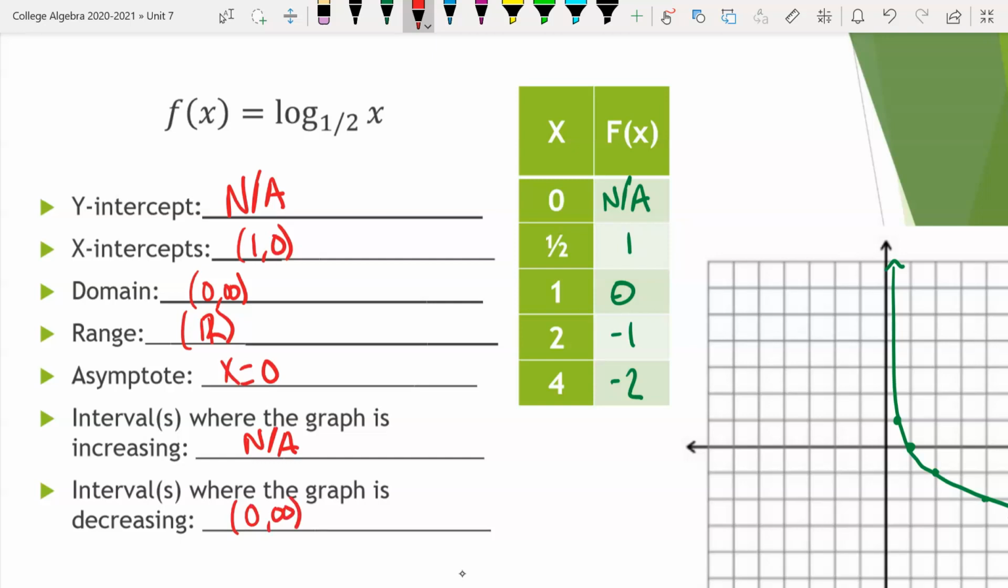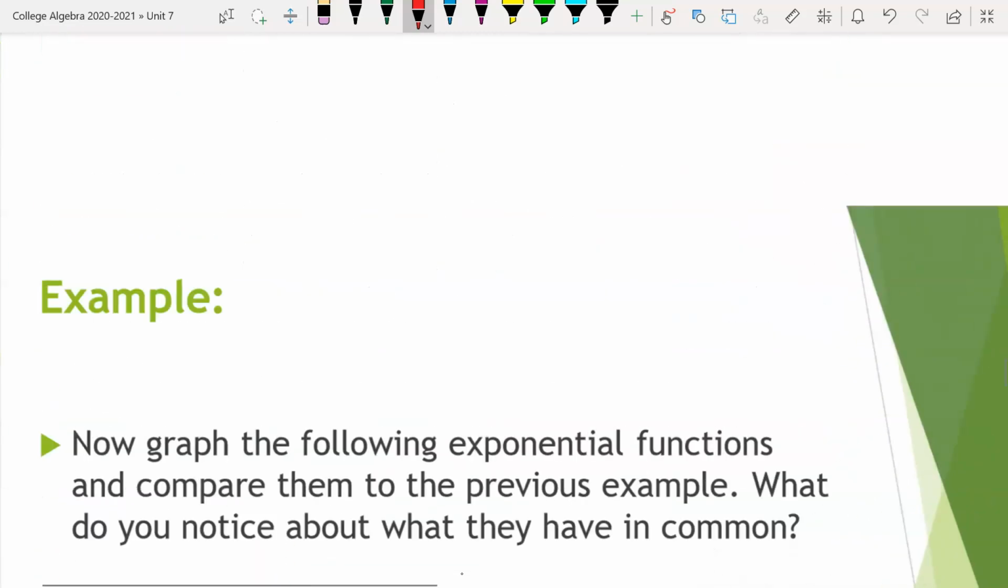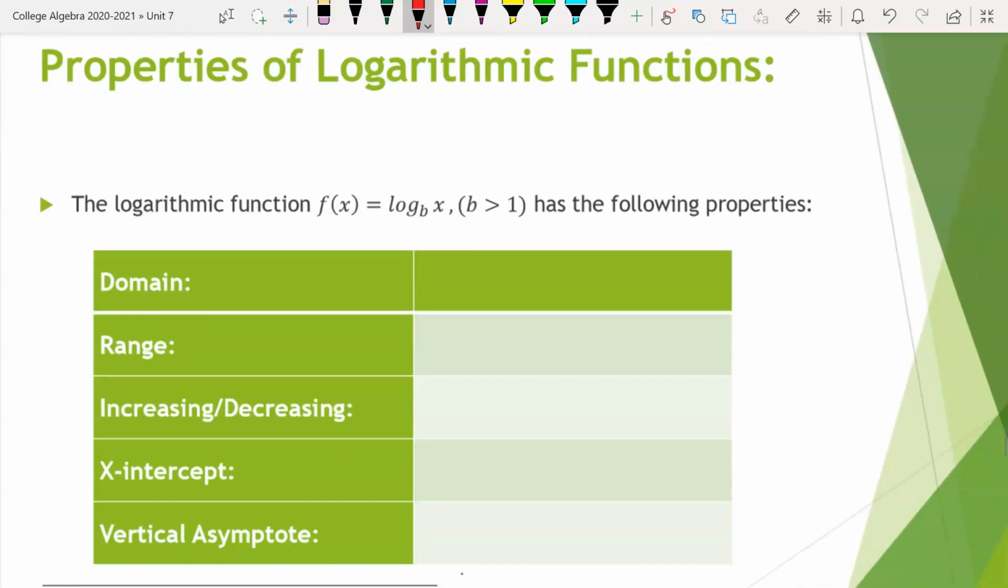And it's from 0 to infinity because it's based off your x value, which is the same as your domain. So if it has a base that's a fraction, it should be going down. If it has a base that's a whole number, it should be going up.